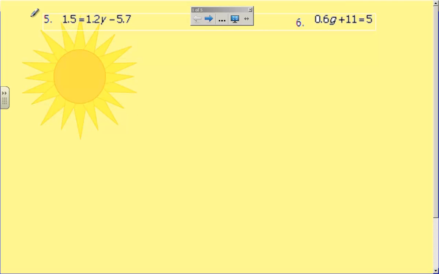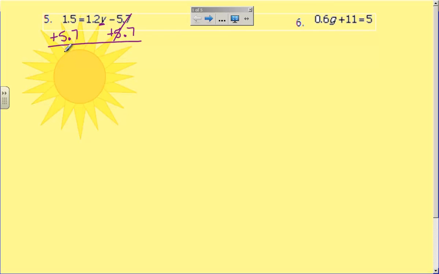So this first problem, we have 1.5 equals 1.2y minus 5.7. Your goal is to get this y all by itself. So you have to look at what is together on the same side of the equal sign with that y and start with whatever is being added or subtracted and cancel it out. So this minus 5.7 is being subtracted. To cancel that, I have to add 5.7. And like with our addition property of equality rule, we learned if we add 5.7 to one side, we have to add 5.7 to the other side, so we're being fair.